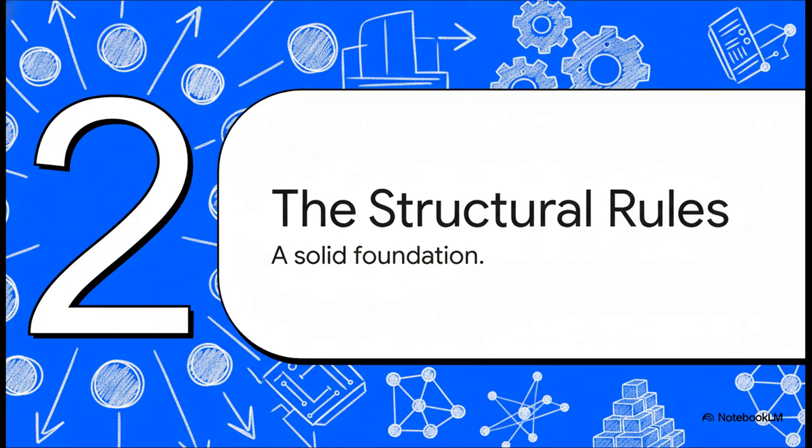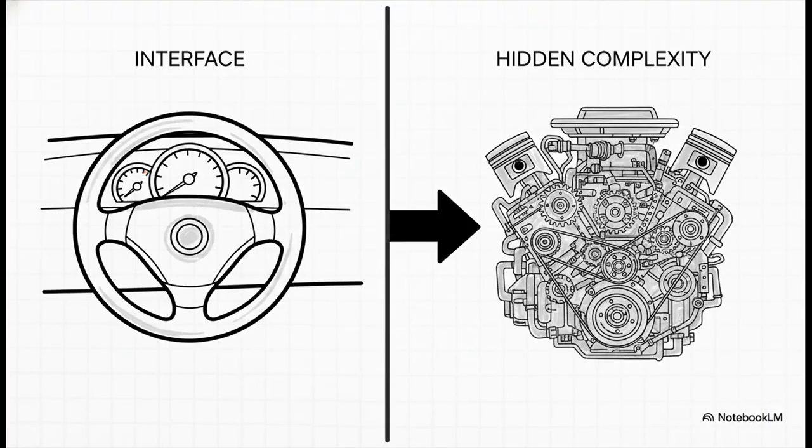These are the structural rules, the principles that help you create a foundation that's solid, flexible, and built to last. Think about the dashboard in your car. It gives you a really simple interface, right? A steering wheel, some pedals, a speedometer. It completely hides the incredible complexity of the engine and the transmission. That's information hiding. Good software modules should do the exact same thing. Handle one job and hide all the messy details from the rest of the system.